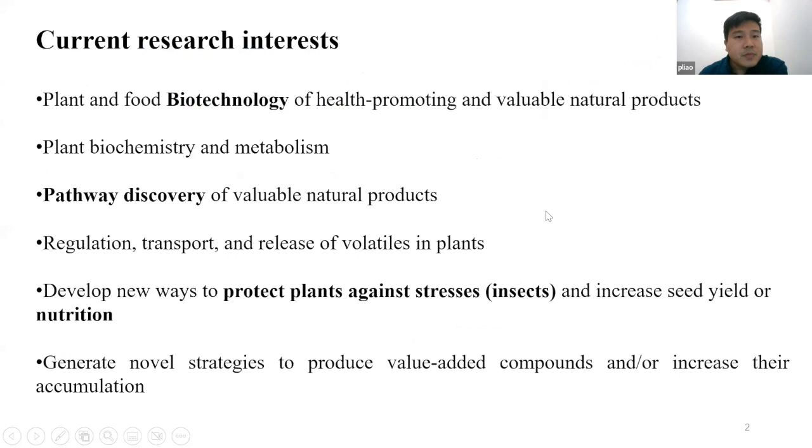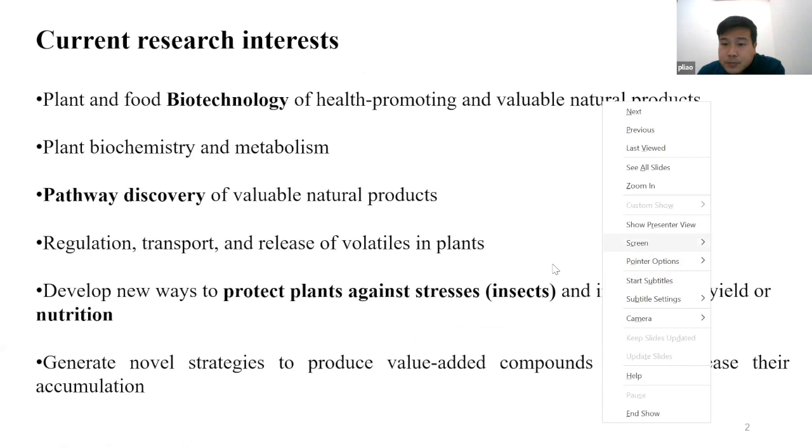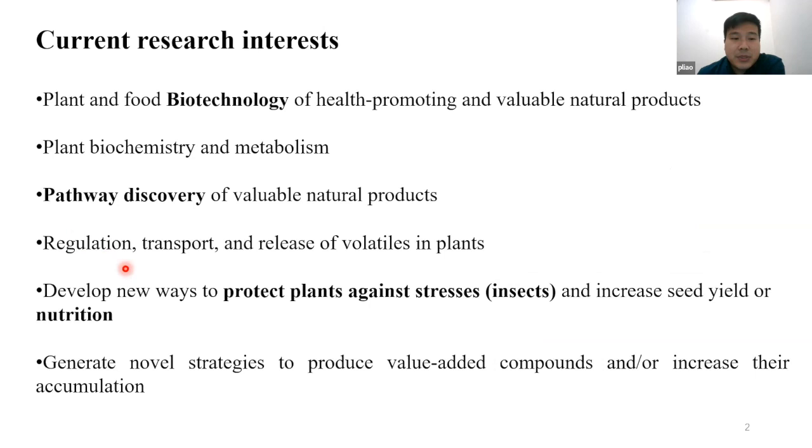So my current research interests include plant and food biotechnology of health-promoting compounds, as well as plant biochemistry and metabolism, as well as pathway discovery of valuable natural products. I'm also interested in the regulation, transport, and release of volatiles in plants. Furthermore, I also want to develop new ways to protect plants against stress, including insects, and increase seed yield and nutrition, as well as generate novel strategies to produce value-added compounds or increase their accumulation.